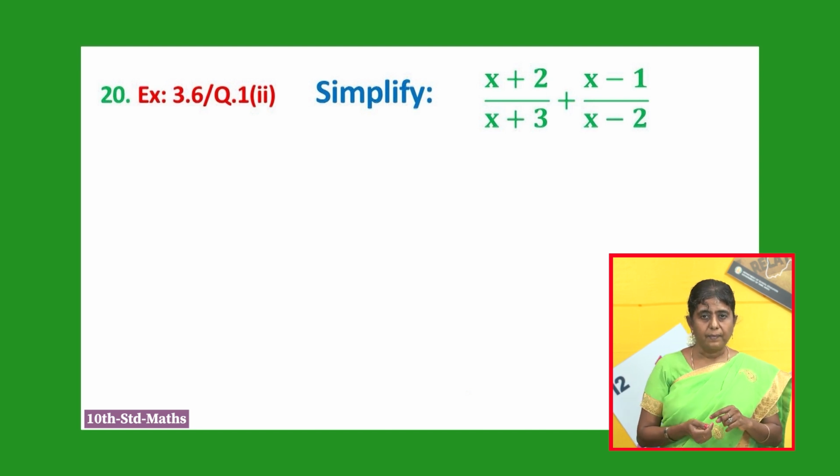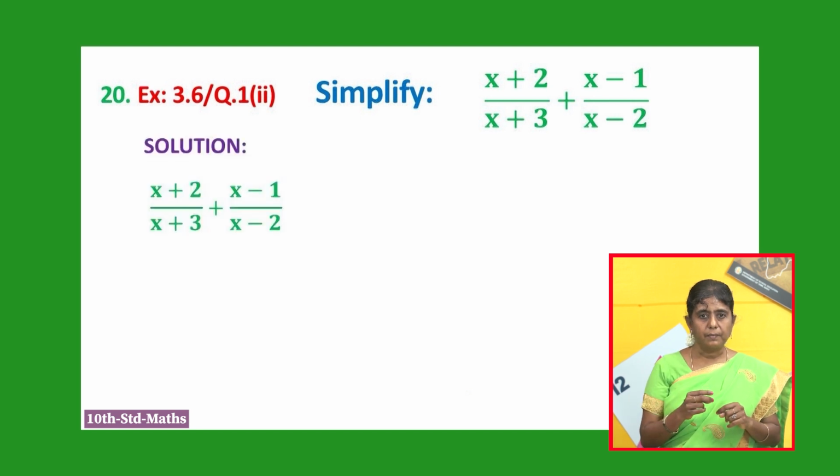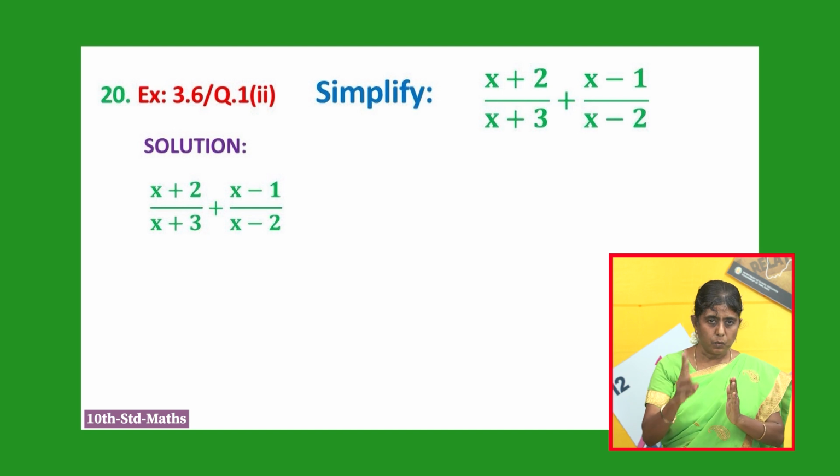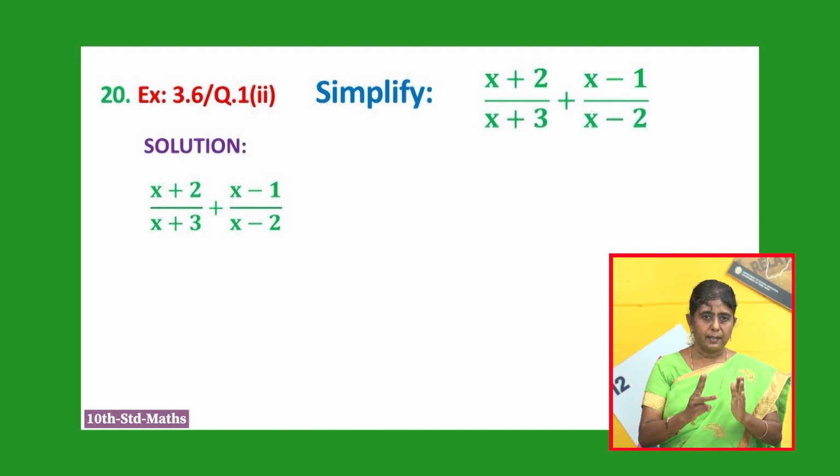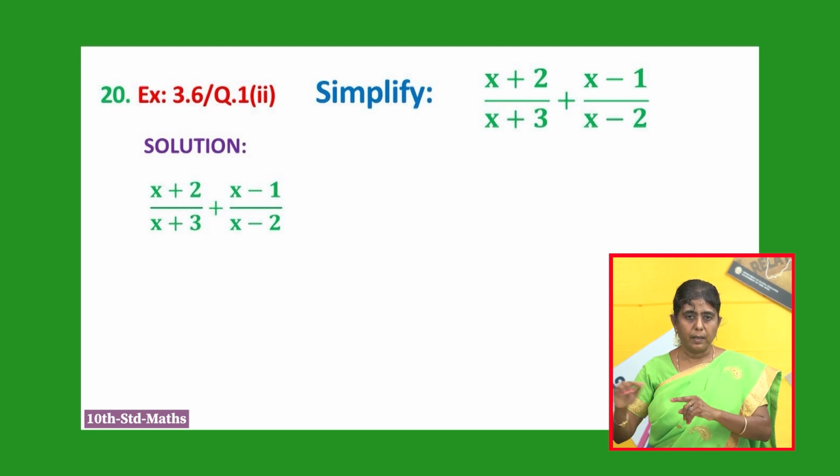The question says simplify. When you see the word simplify, you have to look at the symbol given in the middle. Whatever symbol is given, that operation only you have to do. Here you see the symbol plus is given. So you are going to add x plus 2 divided by x plus 3, plus x minus 1 by x minus 2. Both the denominators are different.